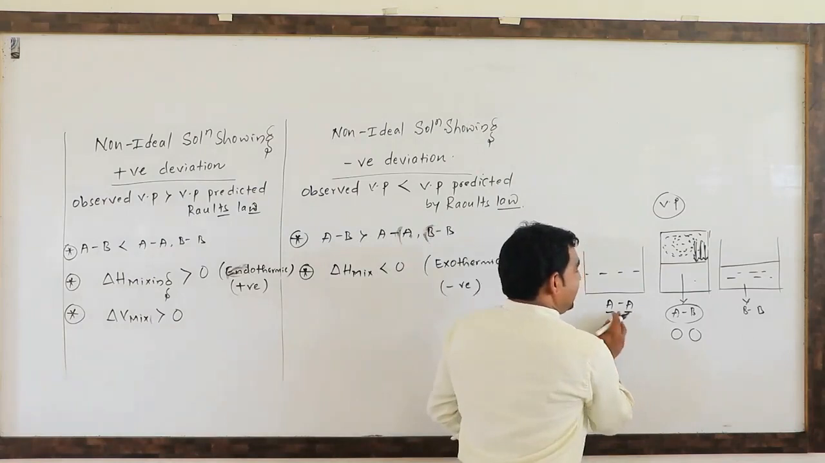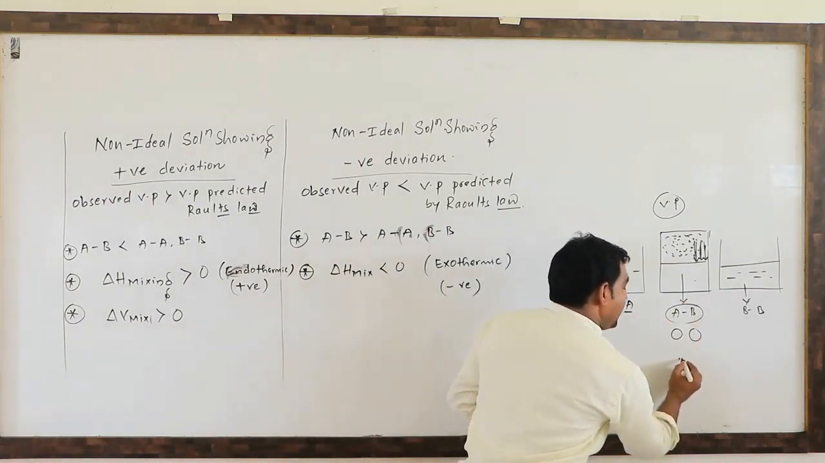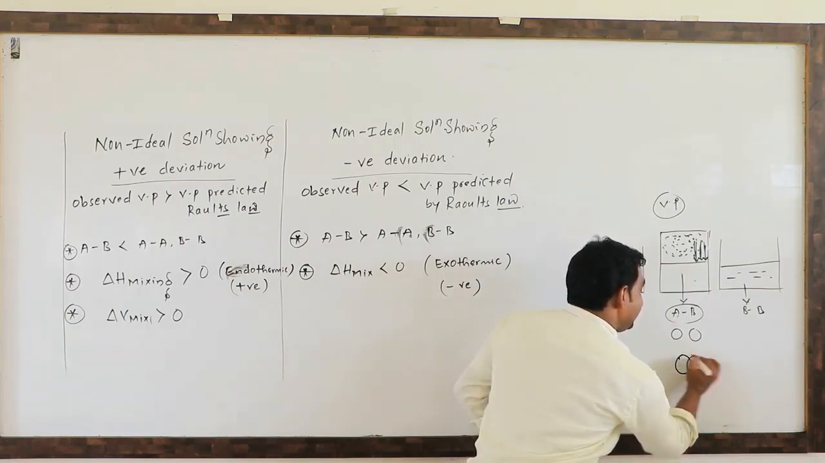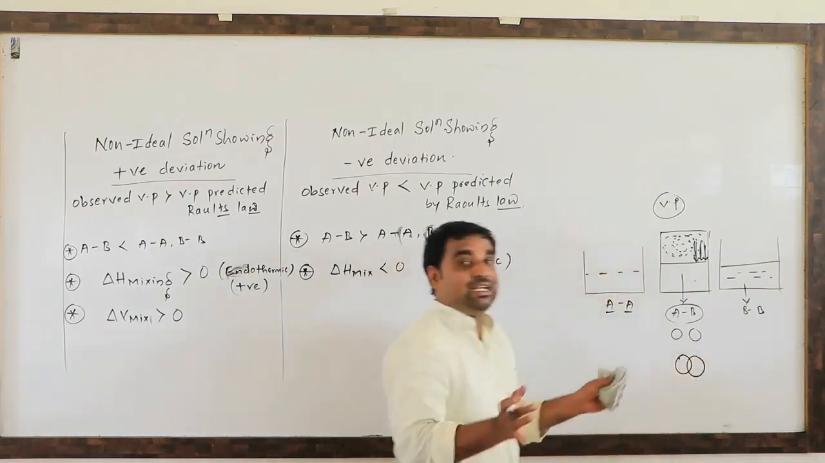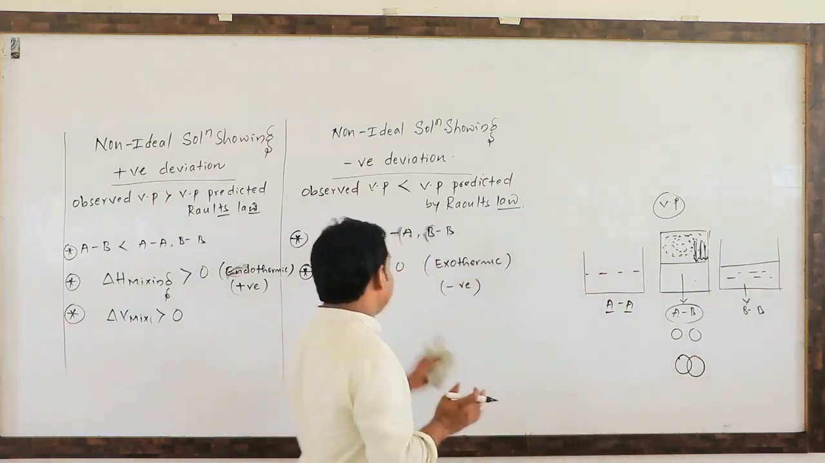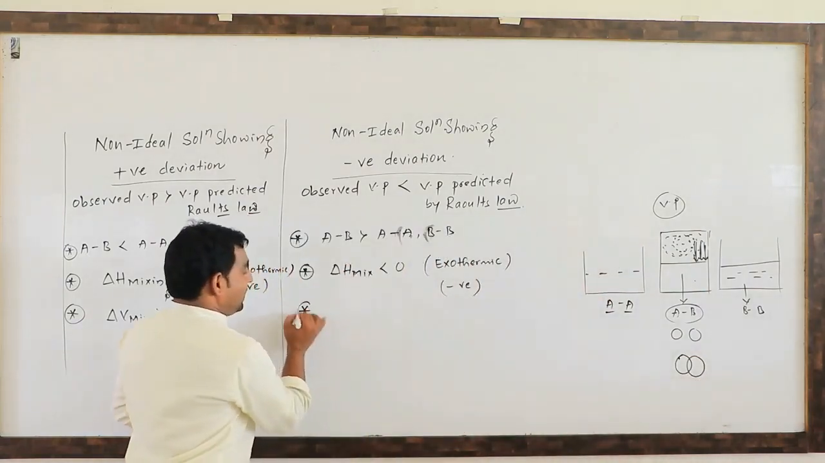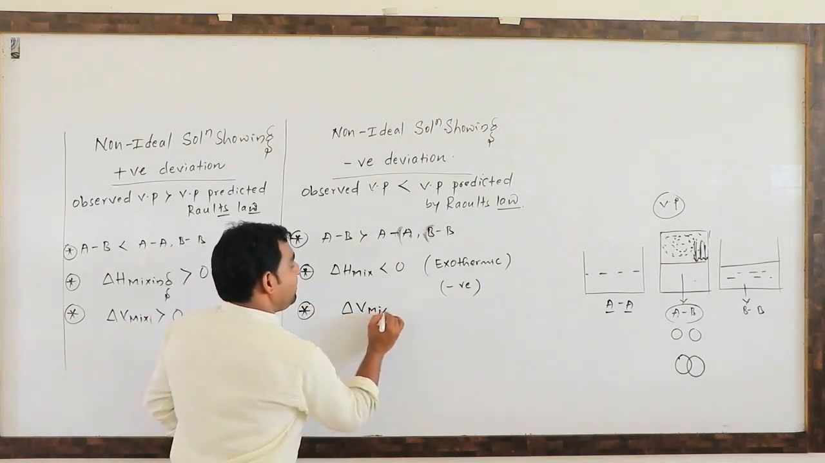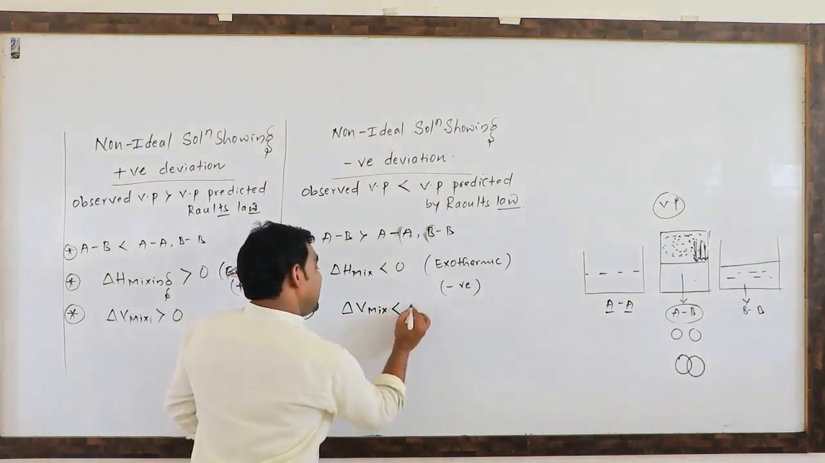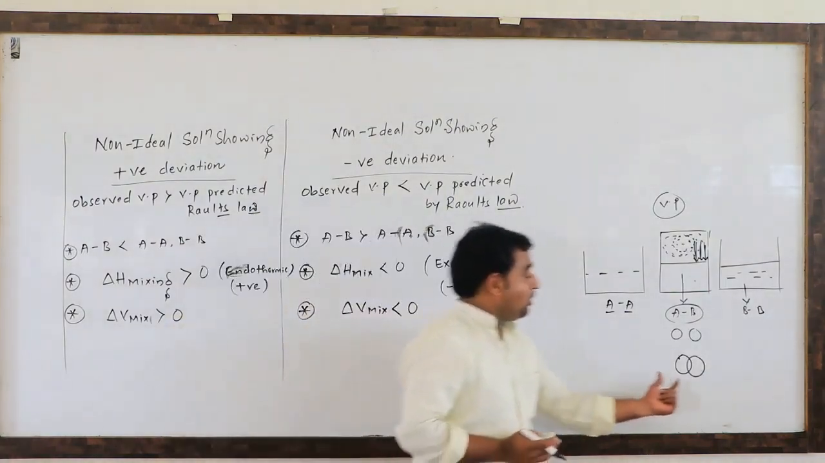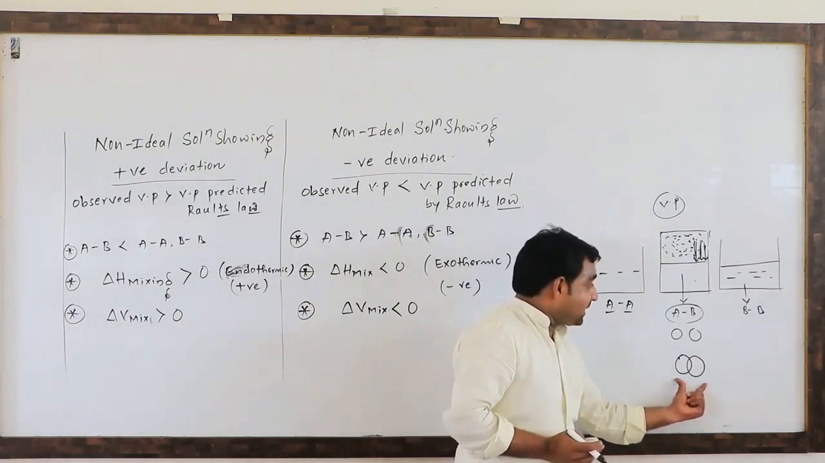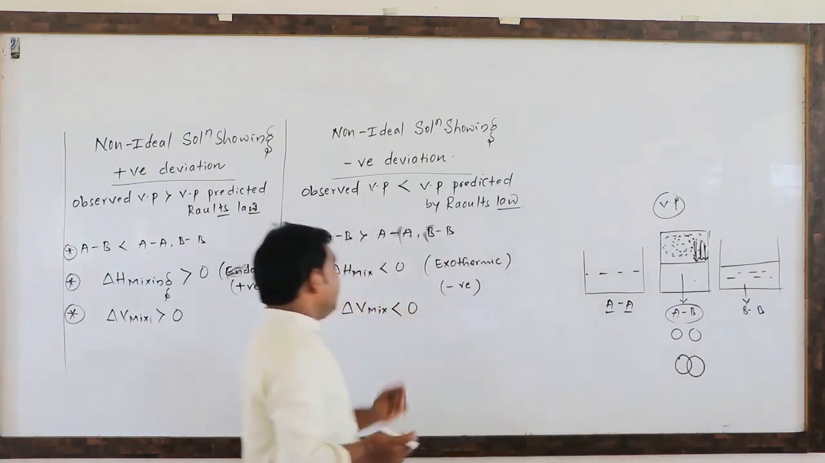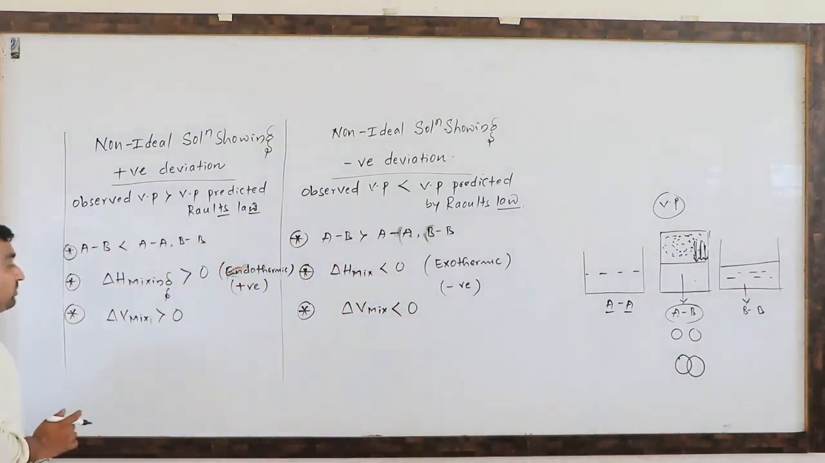If we add A to B and the AB interactions are stronger, the interaction between A and B molecules is very tightly held. If it is tightly held, the total volume will decrease. Hence, in a non-ideal solution showing negative deviation, what is the change in volume after mixing? It is less than 0, because the greater attraction between A and B leads to a decrease in volume in negative deviation.